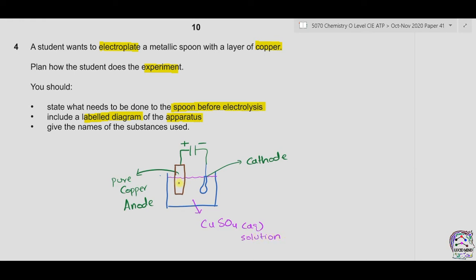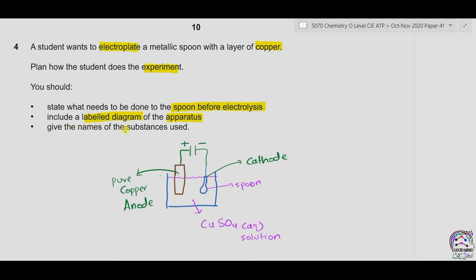Now what will happen is that copper atoms will dissolve in the solution to form copper ions, and copper ions will move to the spoon, gain electrons from the spoon and are deposited on the surface of the spoon. So then after a while the spoon will be electroplated with copper.